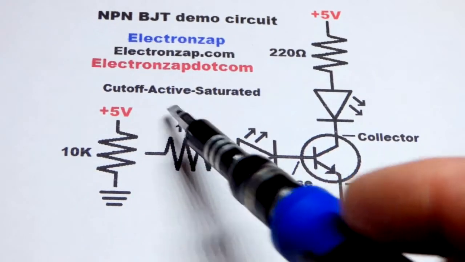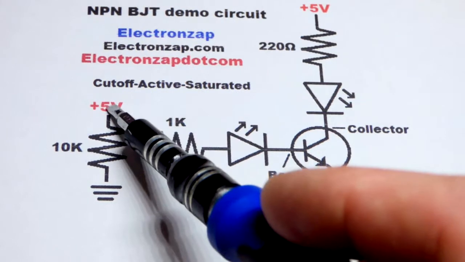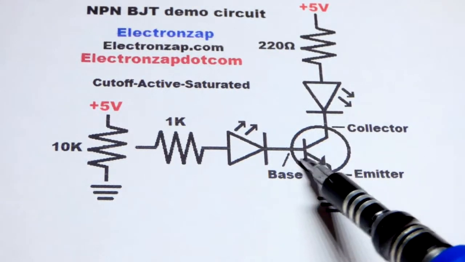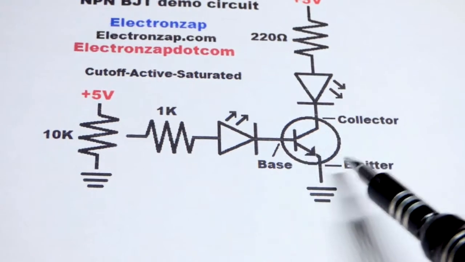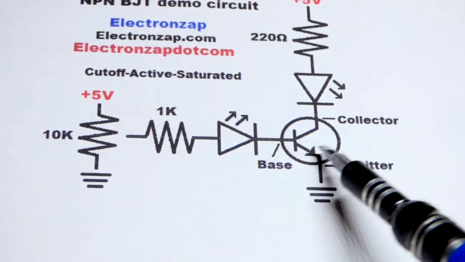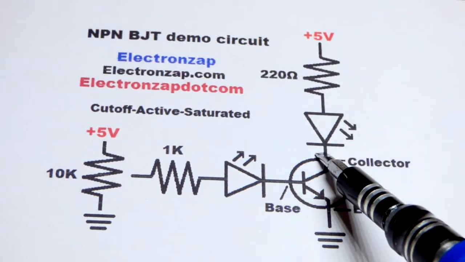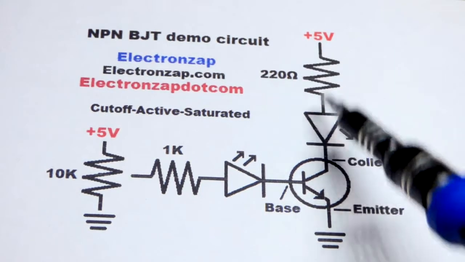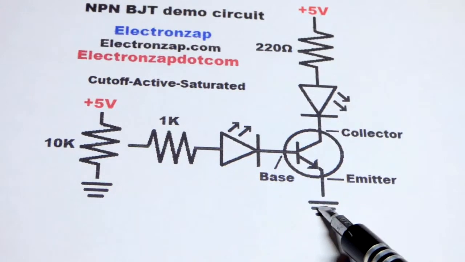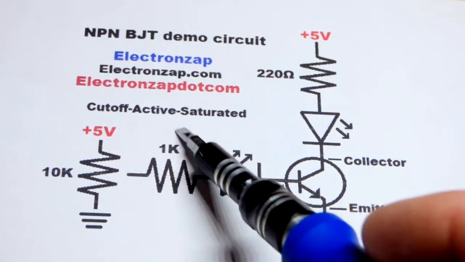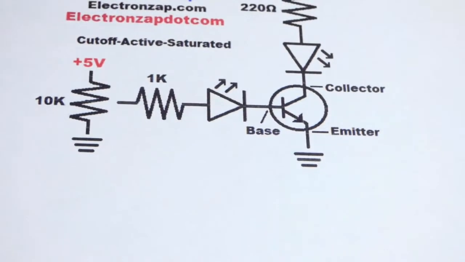Now, the active region is somewhere in between. We have current going through the base to emitter, but the multiple amount of current that it wants to let through, called gain, is not enough to get the resistor and the LED conducting as much as they would like if it went directly to ground. We have current limited, and that's the active region. So we'll look at those in more detail with the circuit.